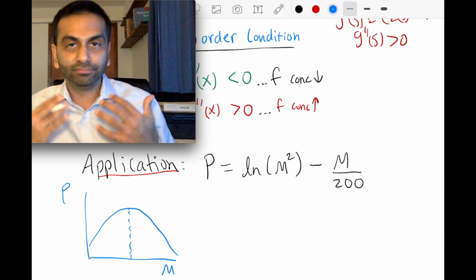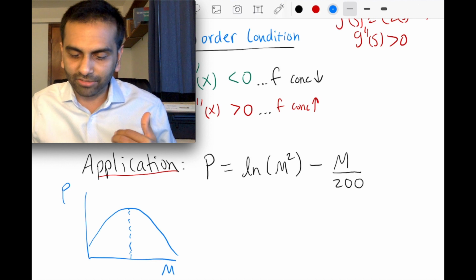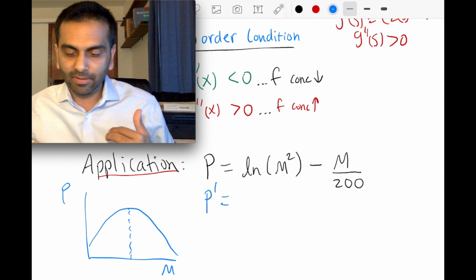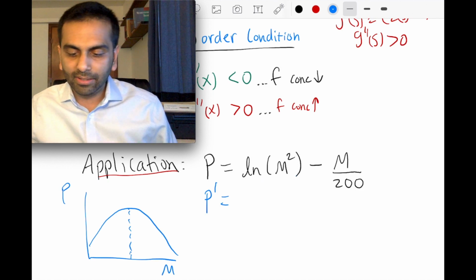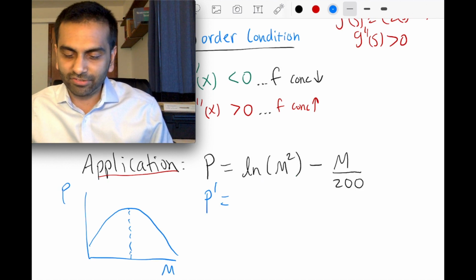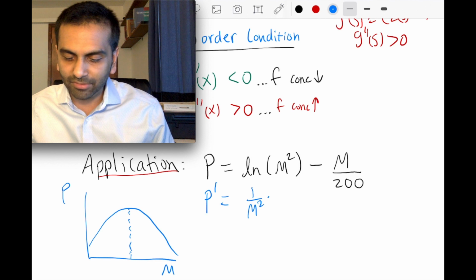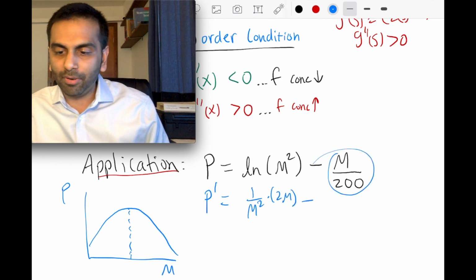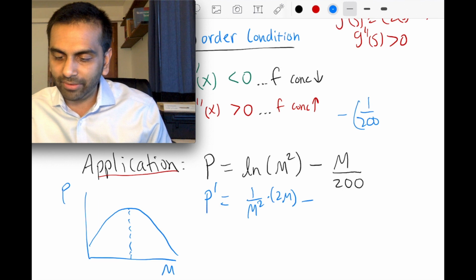So what do we do? First order condition is that the derivative is 0. So let's find the first order condition. Let's take the derivative of this and set it equal to 0. So the derivative of ln of m squared, the derivative of a log function is just 1 over what's on the inside, 1 over m squared. And then chain rule times the derivative of the inside, which is 2m, so times 2m, minus the derivative of m over 200. Well, if you think about it, that's literally 1 over 200 as a constant, so minus 1 over 200.